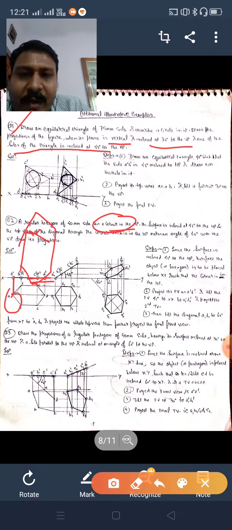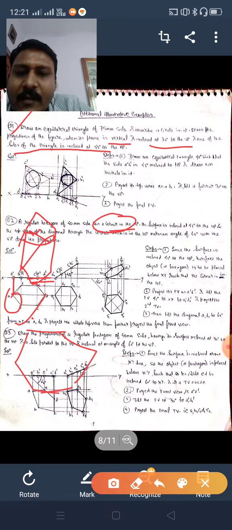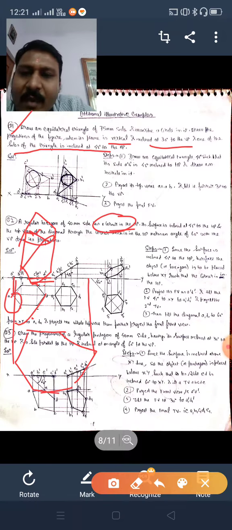When you read the question further, you come to know that the first inclination is above XY line, so this is not possible. You have to draw the object below. That's why you have drawn like this. By drawing the hexagon like this, you will get the corner when you project, isn't it? That's why we have drawn like this.